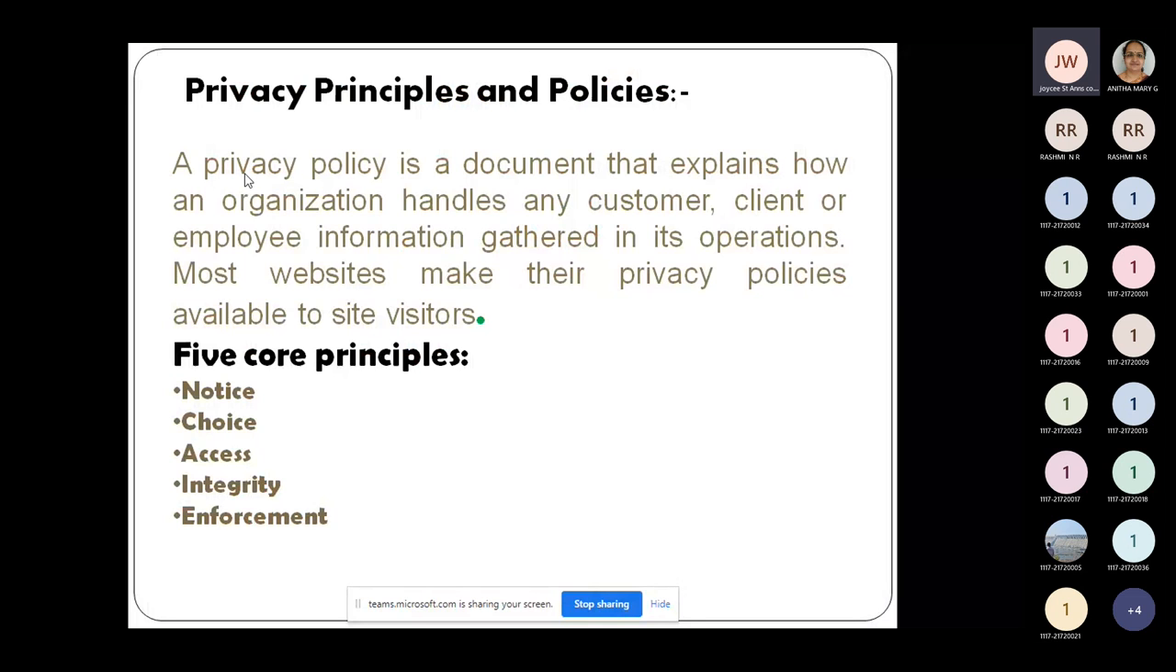So privacy is nothing but securing the information. We are making the information confidential so that it cannot be taken or accessed by the public or any other company. In that, we have five different core principles. The first is notice, which can also be called awareness, then choice, consent, access, which has another name, participation, integrity, security, and enforcement and readiness. So these are the five core principles we will be seeing in privacy policies and principles.